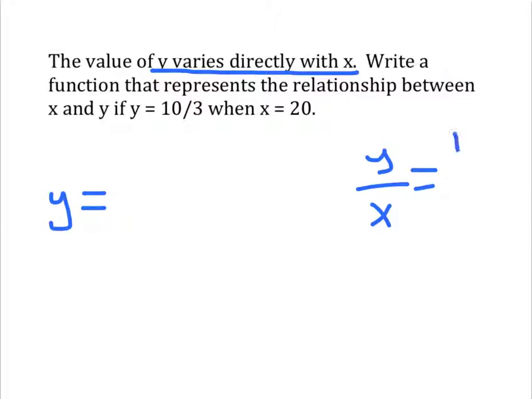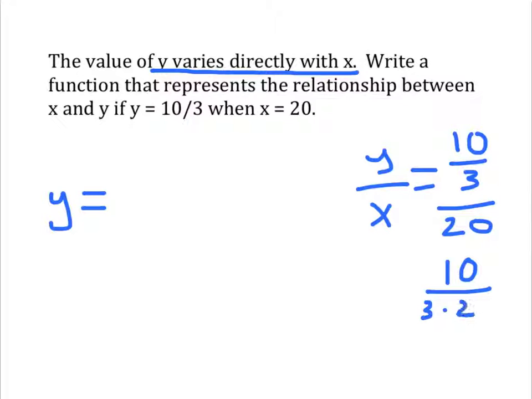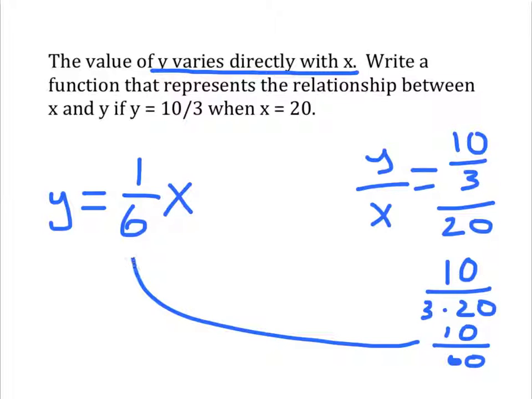Well, if y is 10/3, and we're going to divide that by 20, what that really means is that we are going to end up with 10 over 3 times 20, which is 10 over 60. So when that gets simplified, it's 1 over 6. And that is my equation. Easy stuff.